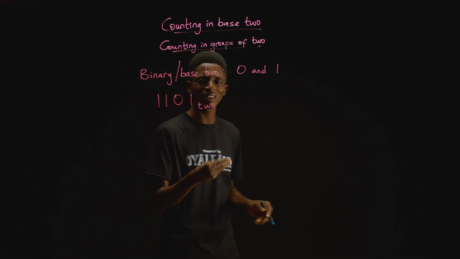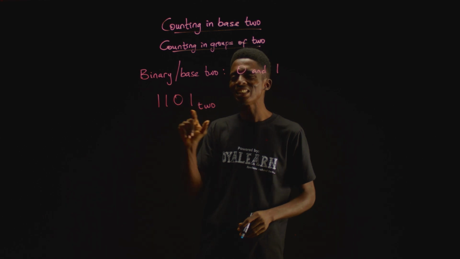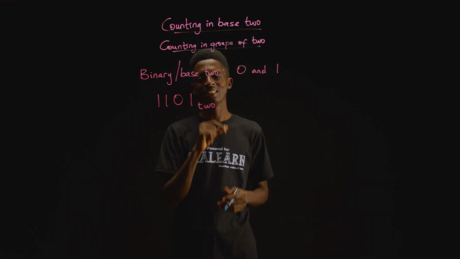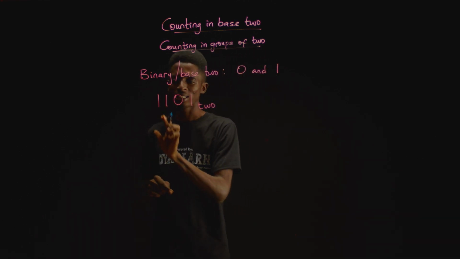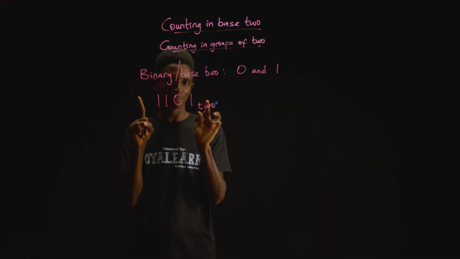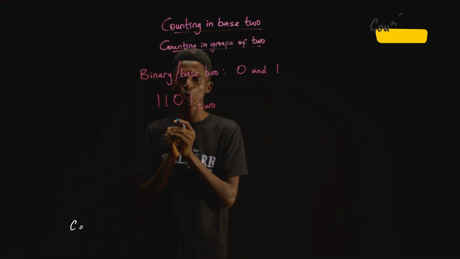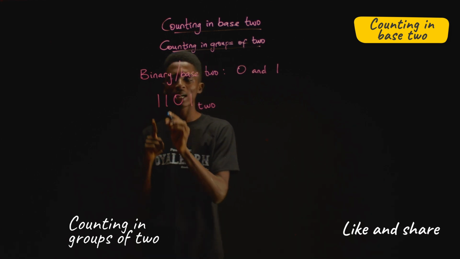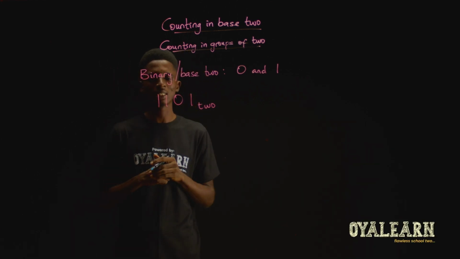How can we tell the value of each of the individual digits in this number? Now, take note that 1101 is one number, right? But in base 2 counting system. So let's look at the individual value of these digits.